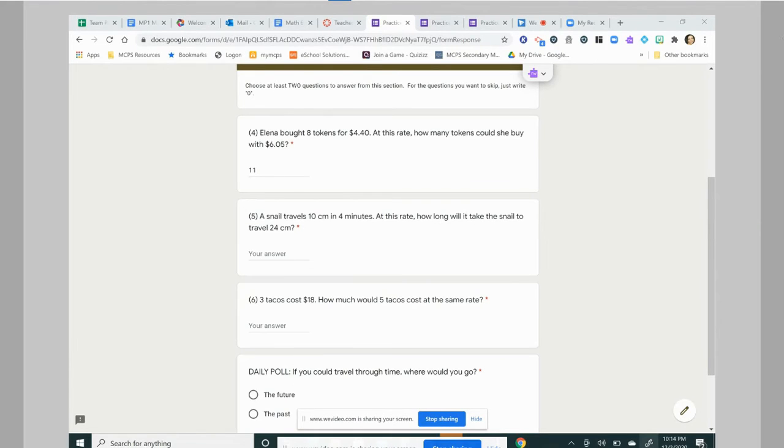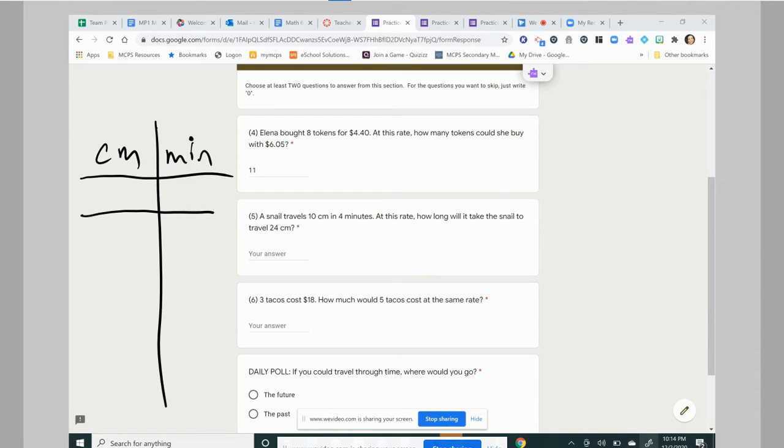So if we think about this one, we could draw a table. This is why drawing helps you out. You can't always rely on a calculator. So if the snail travels, all right, so we put centimeters over here and we're going to put minutes on this side. What I want to accomplish is that I want to know how long it takes the snail to travel in 1 minute. I don't have that information. The only information I have is that the snail travels at 4 minutes. So it travels 10 centimeters in 4 minutes.